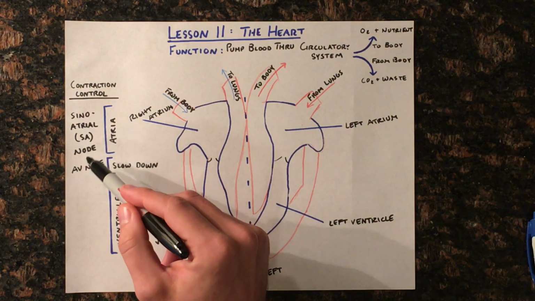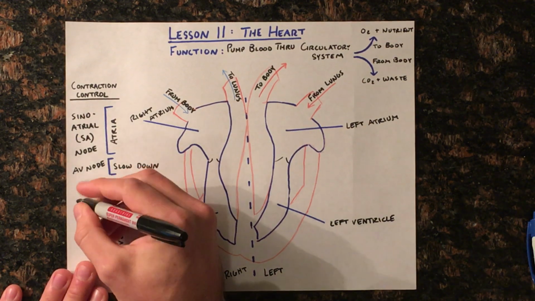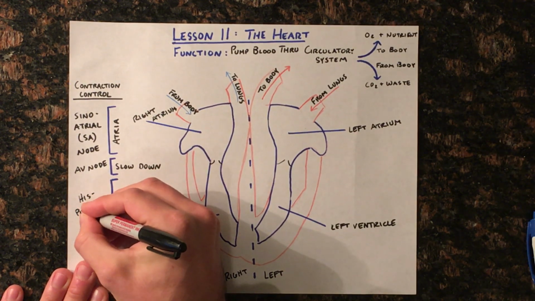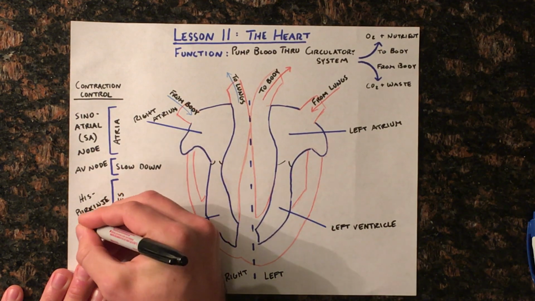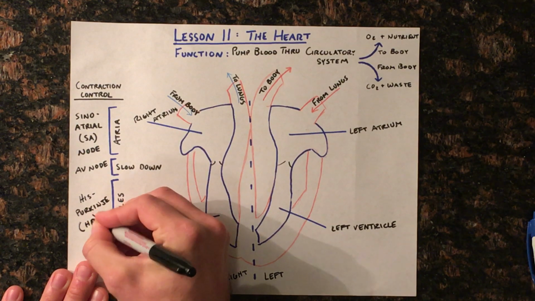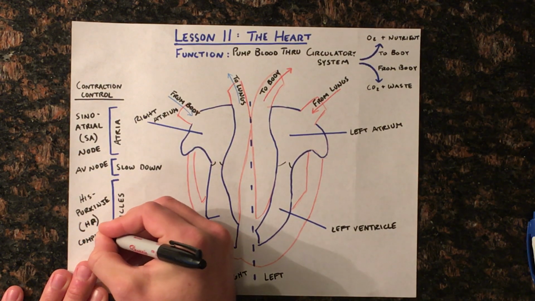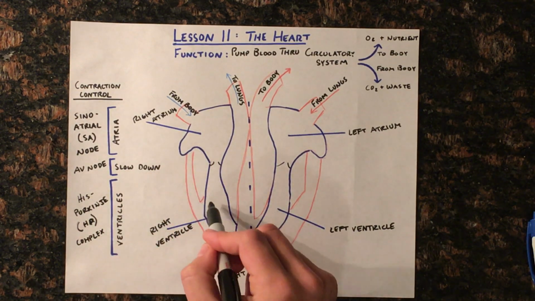So you've got your sinoatrial, or your SA node, your AV node, and then there's this last one down here that has a really long name, and you'll never need to remember this beyond its abbreviated version. It's the His-Purkinje complex, or the HP complex. And that's going to contract your ventricles.